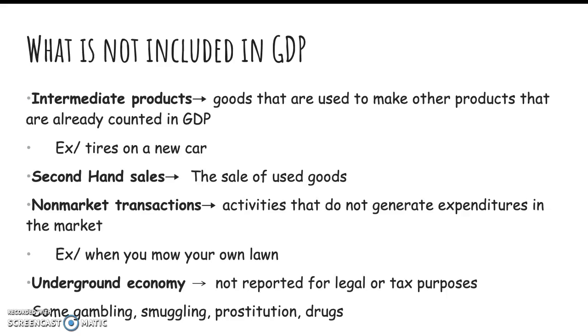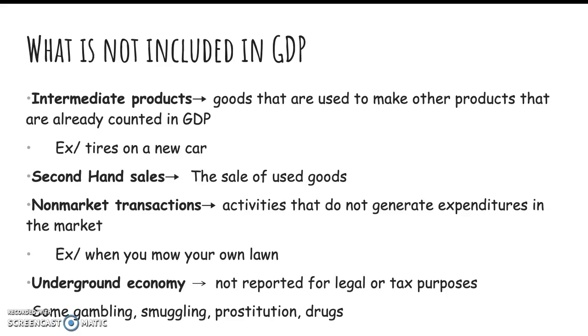There are some important things though that are not included in GDP. The first thing would be intermediate products, goods that are used to make other products that are already counted in GDP. For example, tires on a new car. The new car will be counted in the GDP. However, the tires on the new car will not be counted. But if I have a new car and I go buy new tires apart from that new car, those tires will be counted. So any product that is used to make another product that's already counted will not be counted.